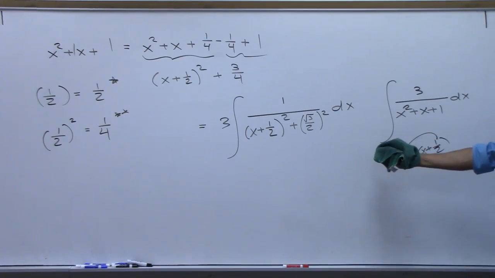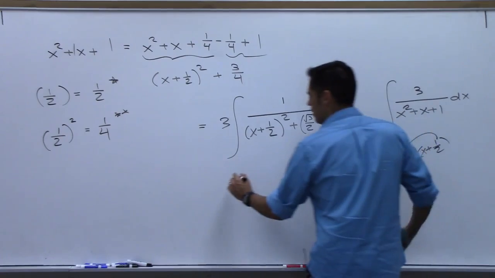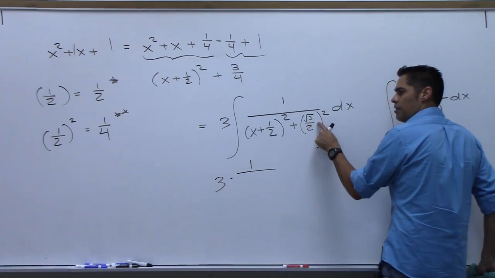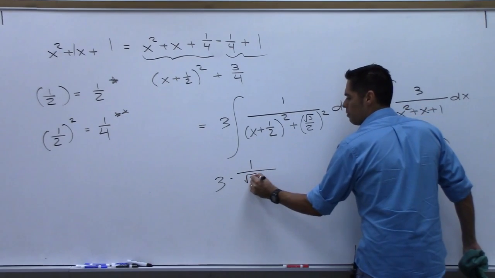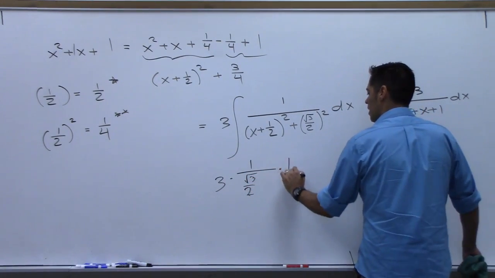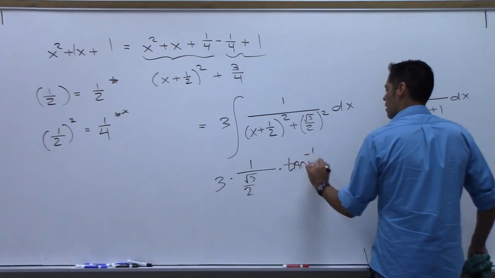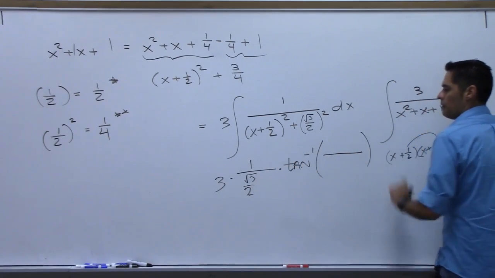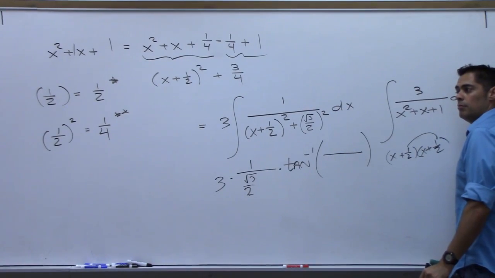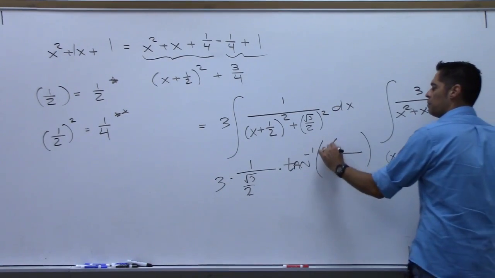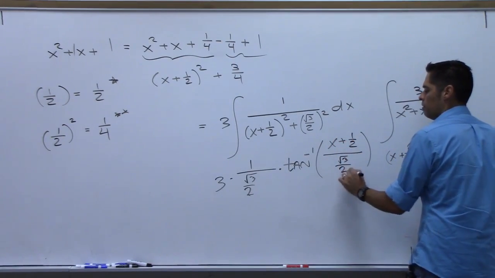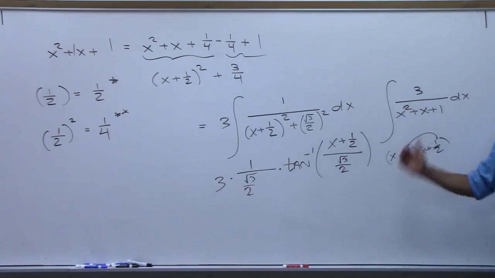So you get from here now? Yeah. I'll write the answer. It would be 3 times 1 over a. A is this, right? It's 1 over root 3 over 2 times arctangent of u over a. So u is x plus 1/2, over root 3 over 2. And then you can flip it and bring it back through.